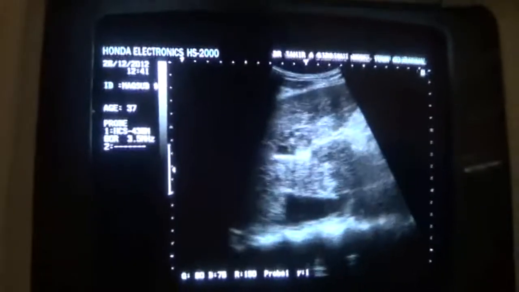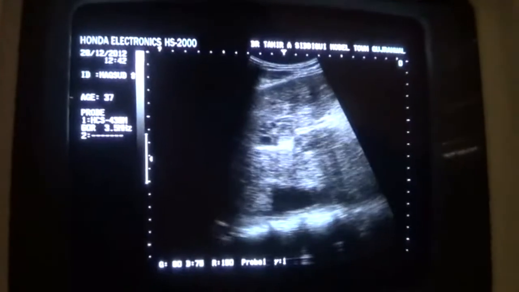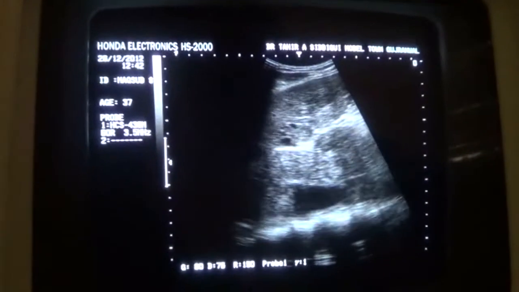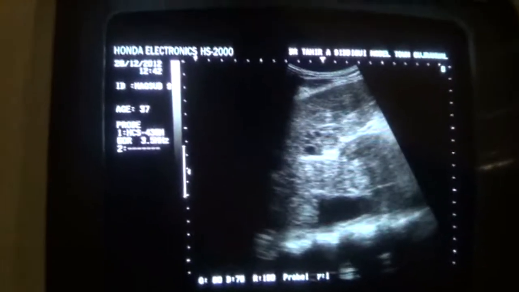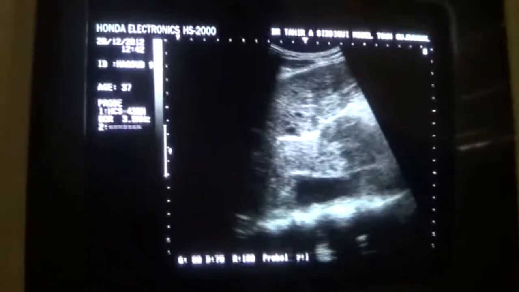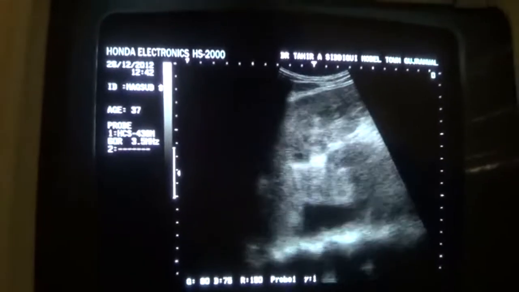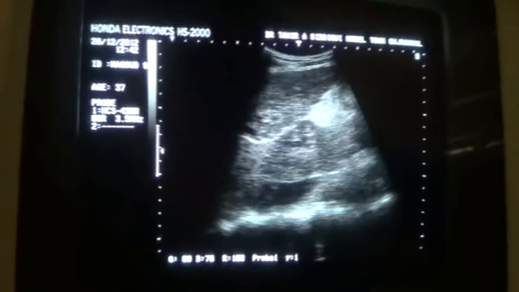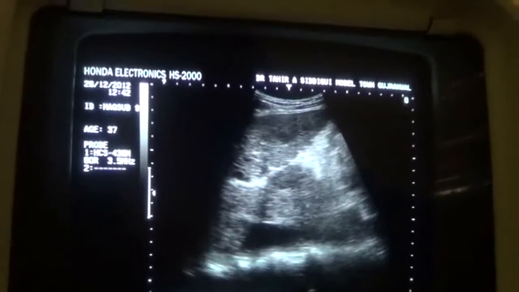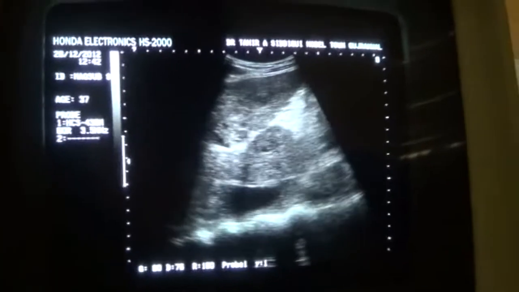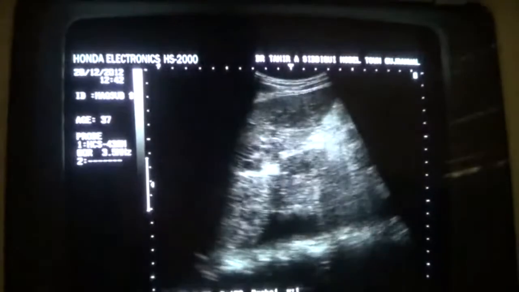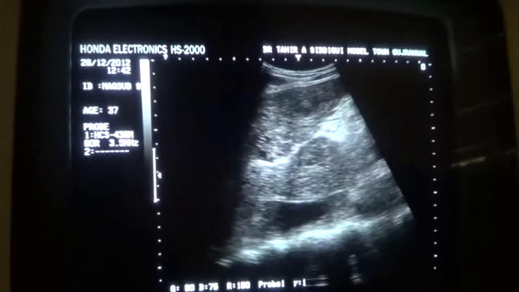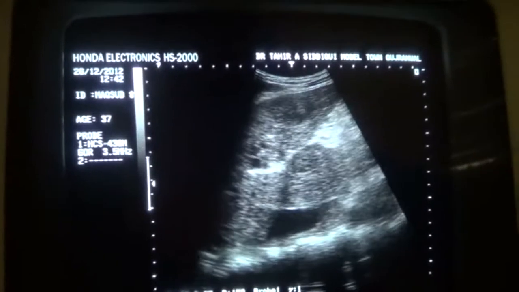This is a cirrhotic liver seen in a 37 years old male. In this section, we are seeing the longitudinal section of the left lobe of the liver. We are seeing the ligamentum venosum as well as the segment 1 of the liver and IVC.